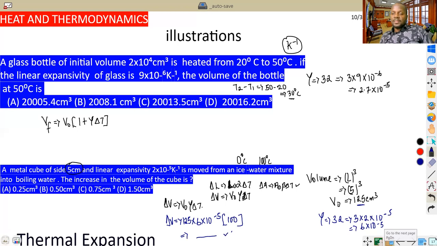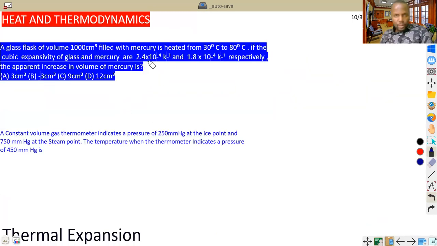And about the last set, which is the last two. Now we have a glass flask of volume 1,000 cm³. That's the initial volume. You can always write the parameters down. You can see that the topic is quite easy and direct. The 1,000 cm³ flask is filled with mercury, which is heated from 30 to 80, that is T2 minus T1. If the cubic expansivity of glass and mercury are this and this, respectively, the apparent increase in volume is that, you can see.